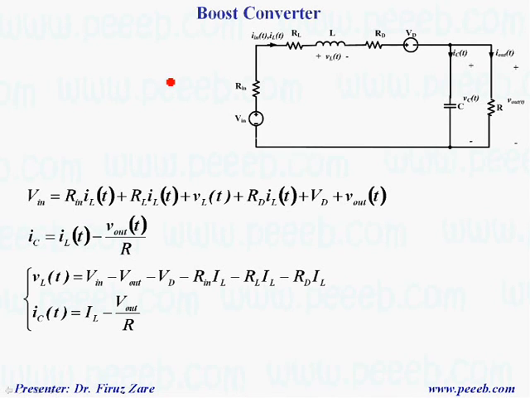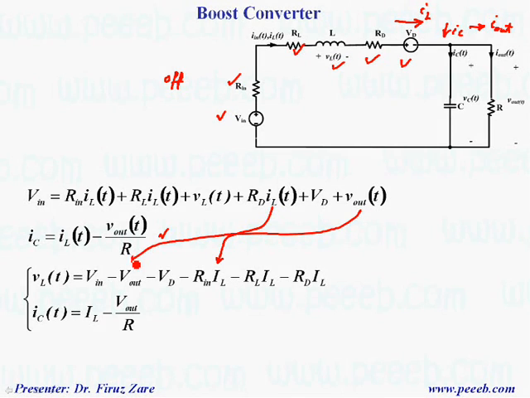So when the switch is off, the diode conducts, and again we can write the voltage equation for this circuit. So basically input voltage equals the voltage drop across these components plus the output voltage. And also the inductor current equals the current through the capacitor plus the load current, which is given here. Suppose that the ripple is not significant, we can write IL, and also we can write V out here because the ripple is not significant.